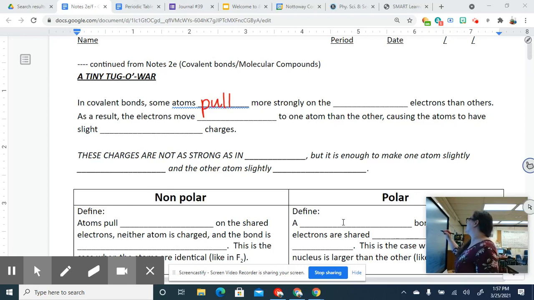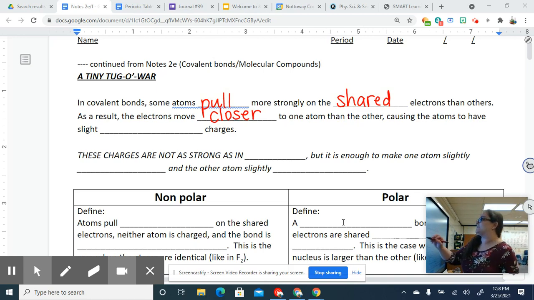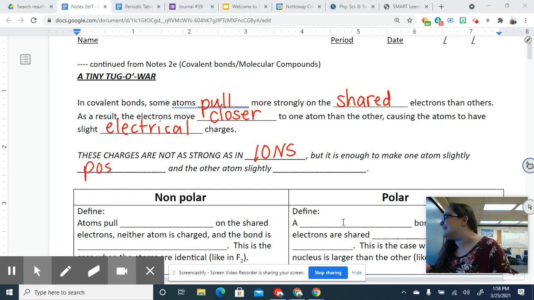Some atoms pull more strongly on the shared electrons than others. As a result, the electrons move closer to one atom than the other, causing the atoms to have slight, and I mean slight, electrical charges. These charges are nowhere near as strong as in ions and in ionic bonds, but it is enough to make one atom slightly positive and the other atom slightly negative. Pause, get that written down.